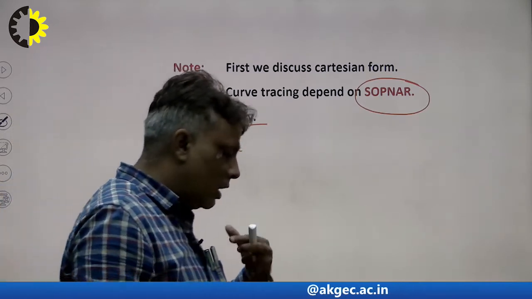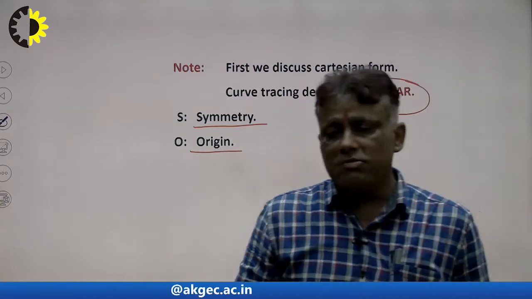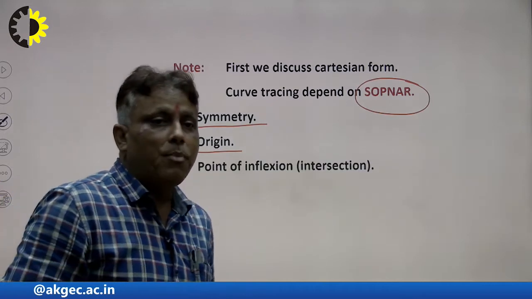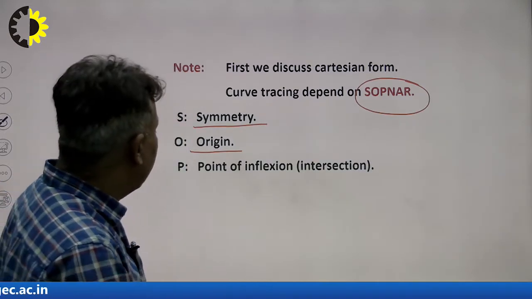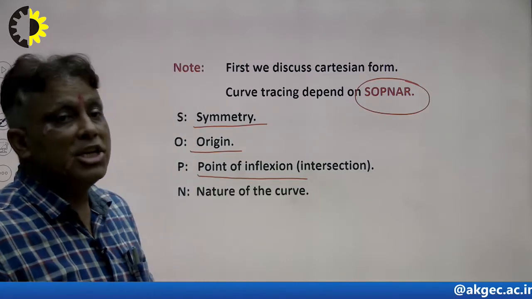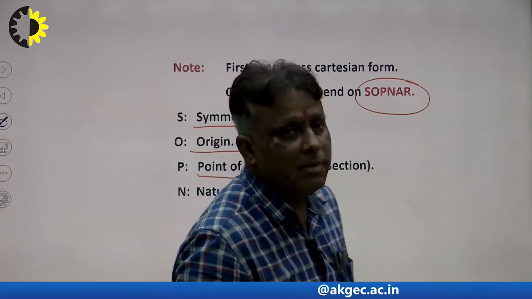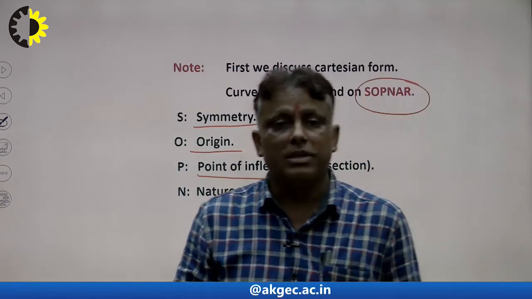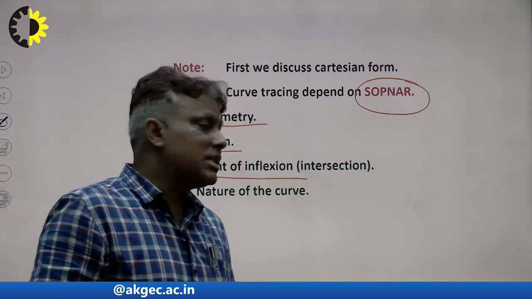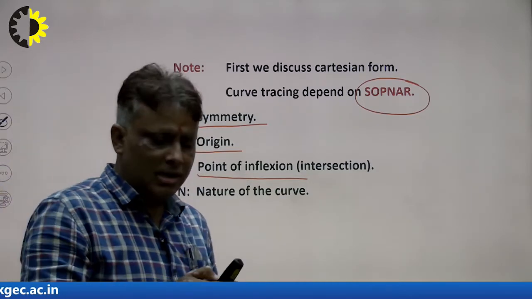And how to calculate the origin, 0, 0? This depends on the nature of the curve. So in this way we find out the symmetry first and the origin second. Point of inflection means the intersection point of the curve. This is denoted by P. Next is N. N means the nature of the curve. There are three types of nature of the curve: maybe cusp, maybe node, and maybe complex conjugate. Two types of nature are very important. First is cusp and second is node, and I explain them briefly in the lecture.